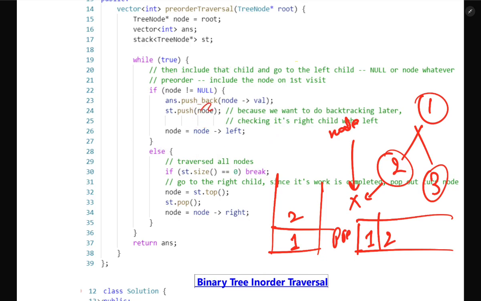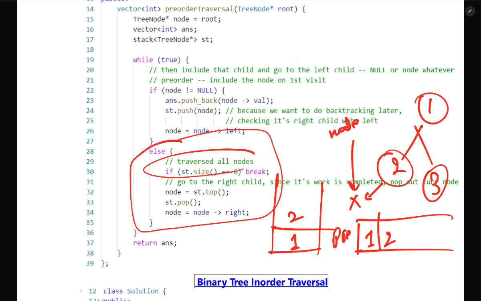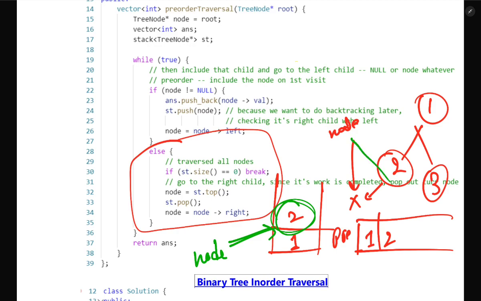Now in the third iteration, this statement will be executed. First it will check: is the stack empty? No, the stack is not empty, the stack size is 2, right? So in case my node is pointing to a null node, which is not a node, I have no choices left. So in that case, I will go to the top of my stack, which is 2. My node will start pointing here, and now my node should point to the right child of 2.